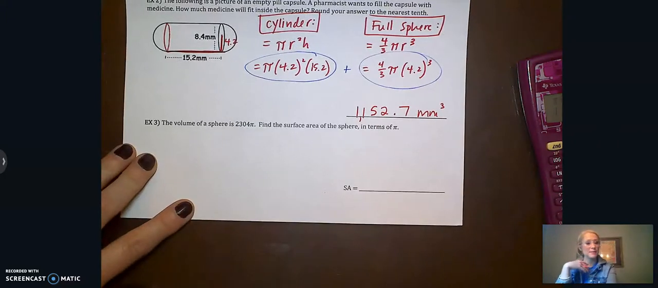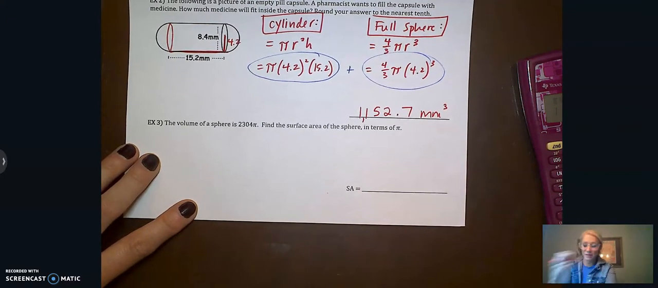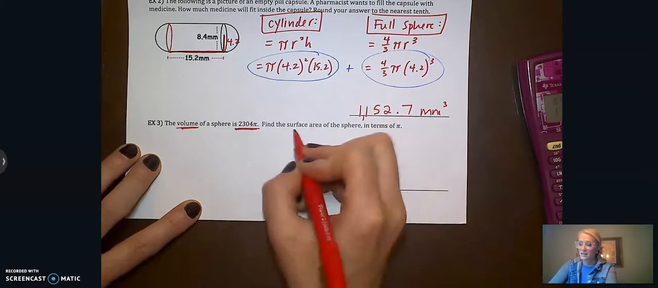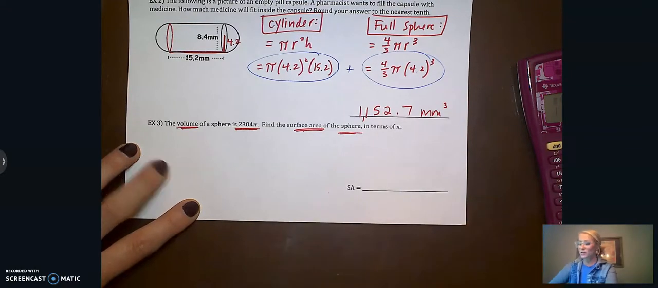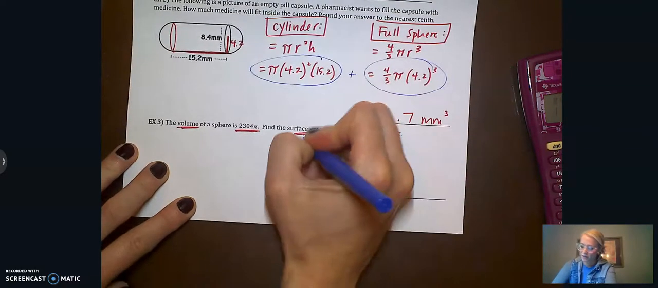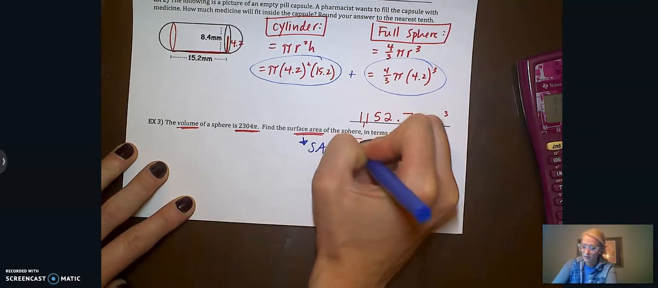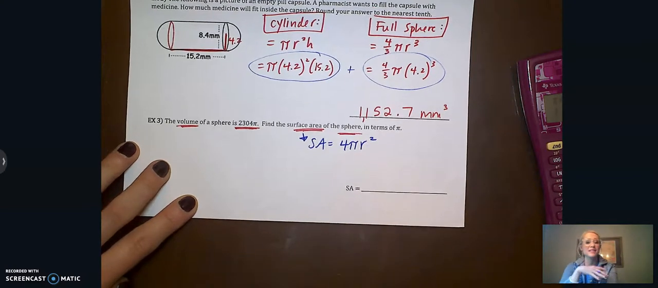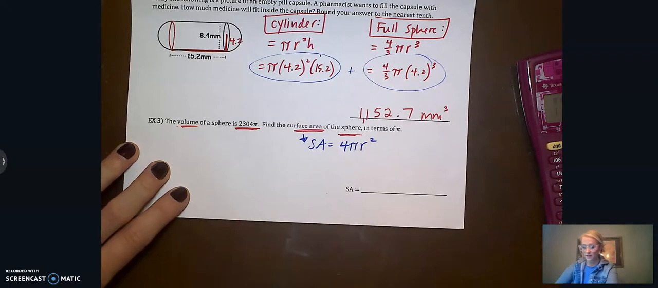You might see it like example 3 here, what we'll wrap up with. This time they tell me the volume of the sphere. I want to find the surface area of the sphere. So think about your goal here. I like to do that first. My goal is to find the surface area of the sphere, which is 4 pi r squared. All I need is the radius, but they didn't tell me the radius. They told me the volume of the sphere.